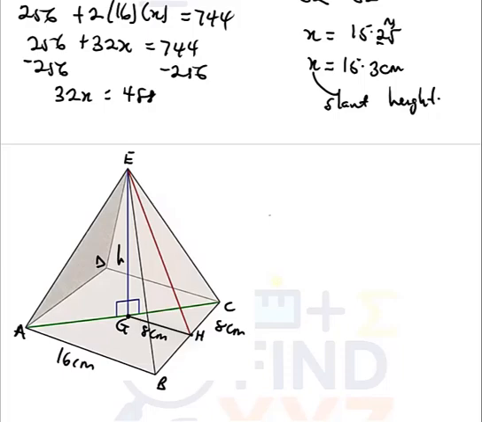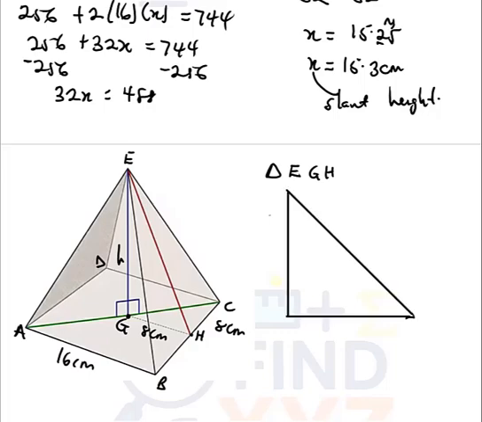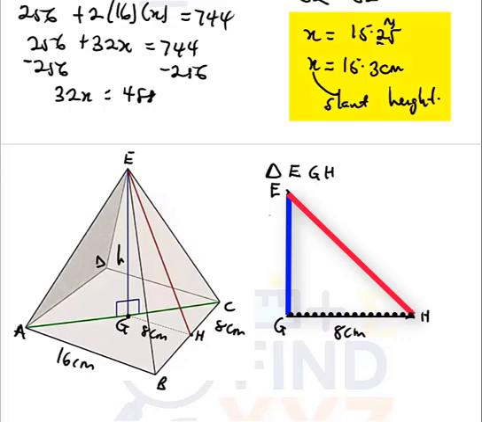So what can we consider? We can consider triangle EGH. That will help us find the height of this figure. So let's sketch that. This is G, this is E, and this is H. Now G to H is 8 centimeters. Then E to H, watch closely, that is the red line. That represents the slant height. We have already calculated that. But we are not going to use the approximated value. We are going to use the original value, which is 15.25. Then we are finding the height of this pyramid.